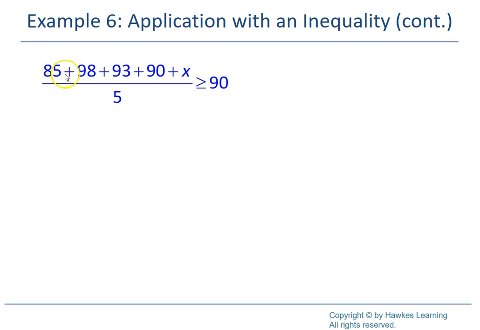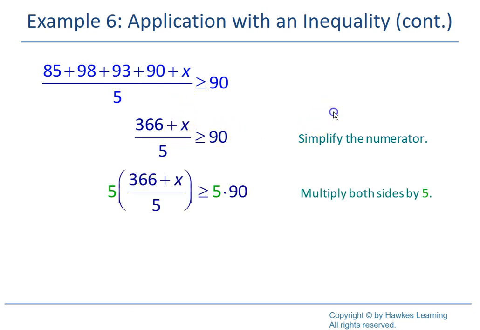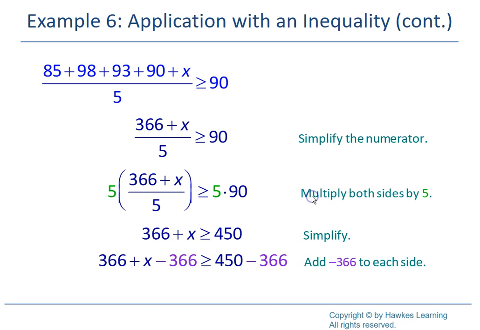So there's the formula. There are your 4 scores. X is your 5th unknown score divided by 5. Now it has to be greater or equal than 90. So we're going to multiply both sides by 5. Well, they added those up first and then that. Now they're going to multiply both sides by 5. So on this side, the 5's cancel out. We're going to subtract this from both sides.